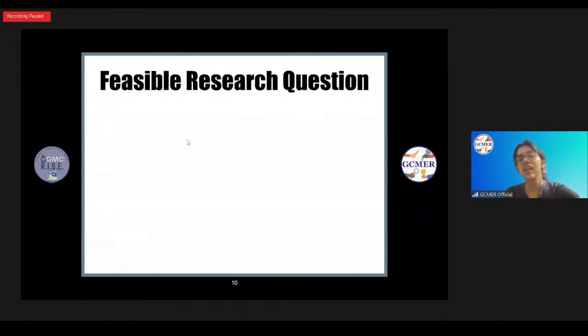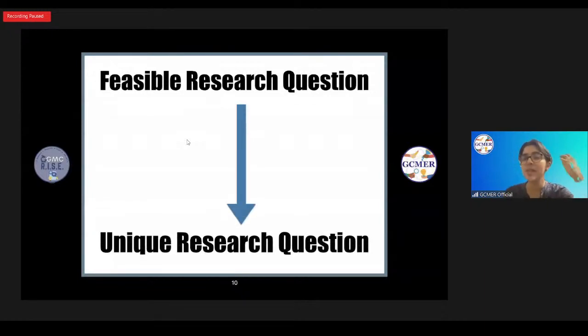Next, yes. So now we have a feasible research question, right? Now we need to move on to a unique research question, because practically speaking, a topic might be really great, and you have the patients, you have the feasibility, you have everything you need, but at the same time you need to ensure that your topic is unique, right? Because a unique topic leads to unique research, which leads to appreciated research. And we all want our research to be appreciated because it does take a lot of effort, right?